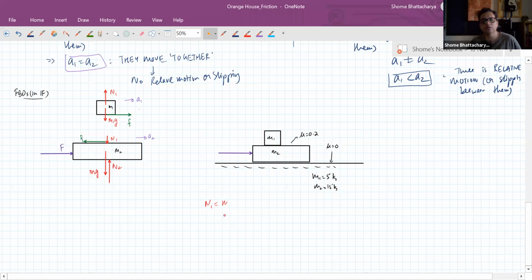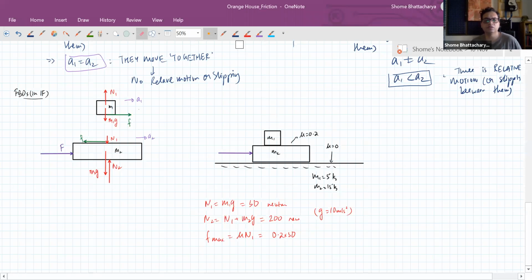N2 will become N1 plus M2G, which is basically the combined weight. So 15 plus 5, 20 into 10, so 200 newtons. We're taking G as 10 meters per second square. So we can also see that friction's maximum possible value will be mu N1, which is 0.2 into 50.